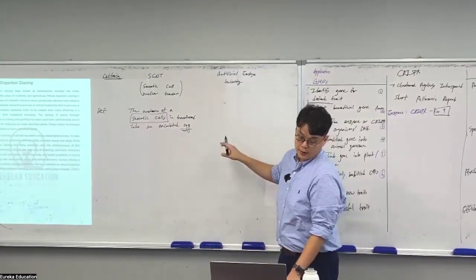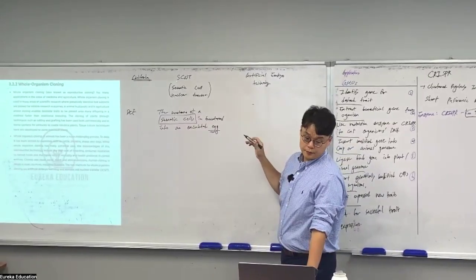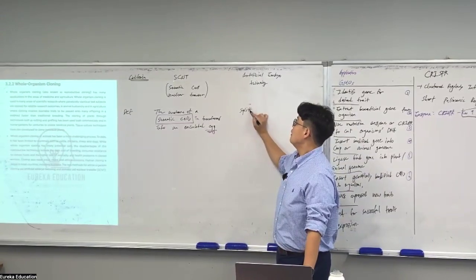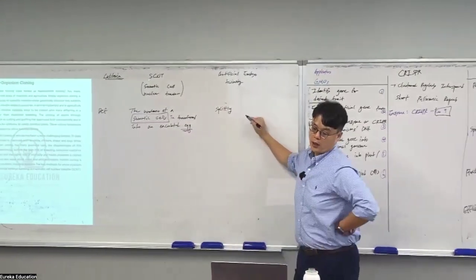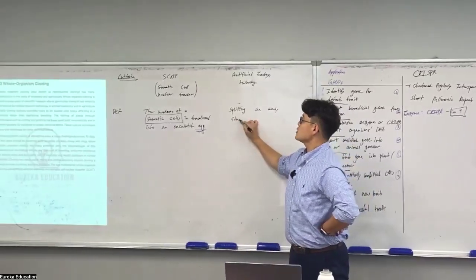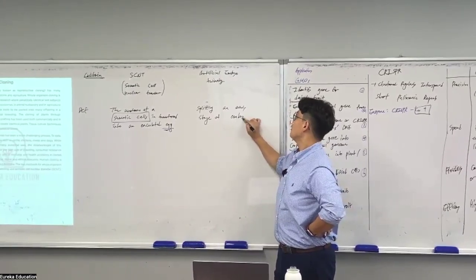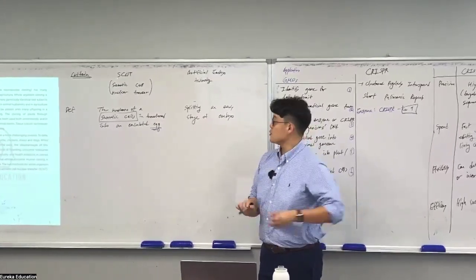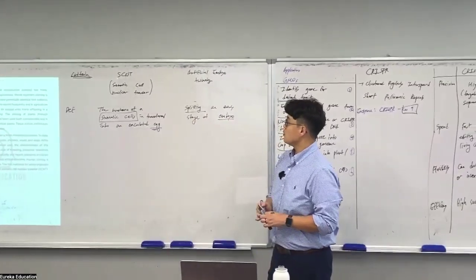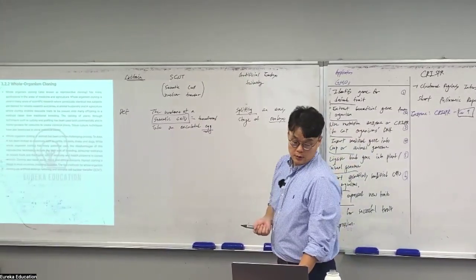Now, artificial embryo twinning is splitting an early stage of the embryo. So it doesn't really get involved. Basically, embryo splitting is what we can think of as artificial embryo twinning, making twins of the embryo.